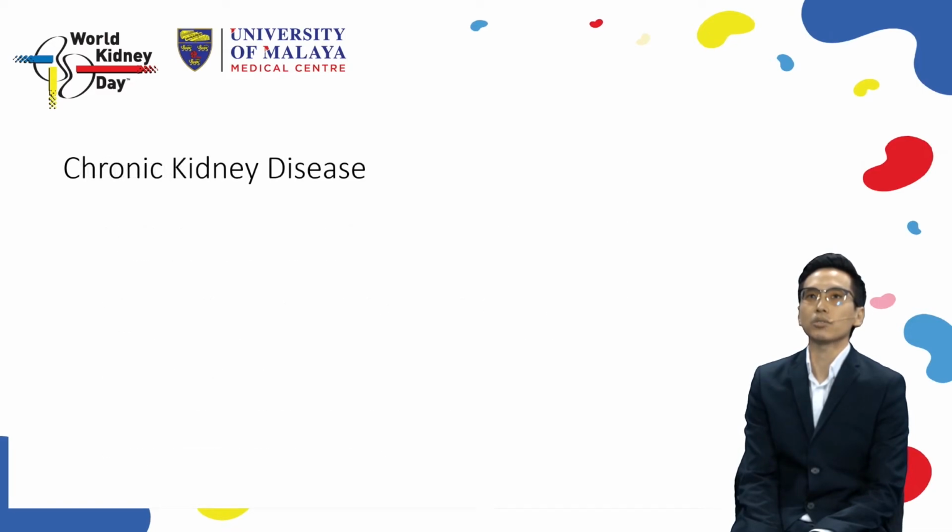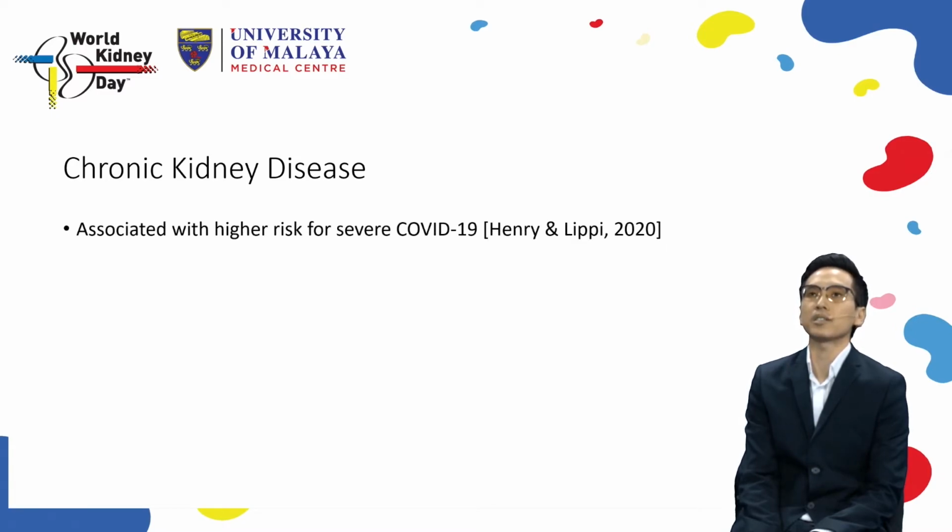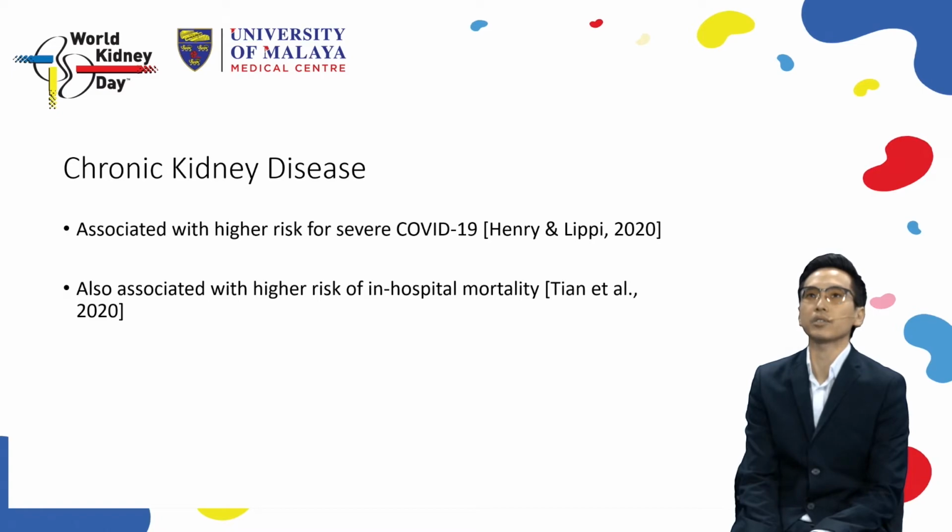So moving on to those with chronic kidney disease. Based on the previous slides, we know by now that chronic kidney disease is associated with a higher risk of severe COVID-19 and also a higher risk of in-hospital mortality.